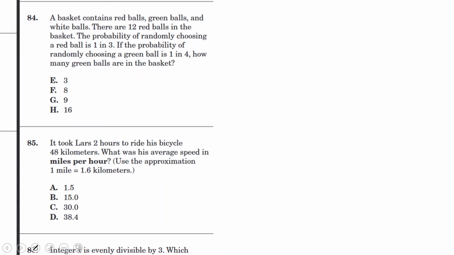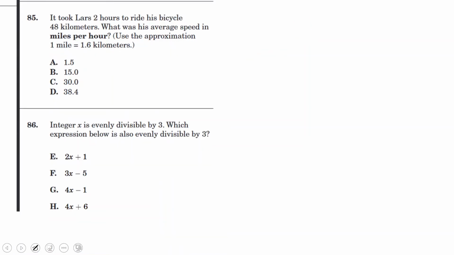A basket contains red balls, green balls, and white balls. The probability of randomly choosing a red ball is 1/3. So therefore, how many balls total? 3 multiplied by 12, 36. That's how many balls total are over there. What's the probability that randomly choosing a green ball is 1 over 4? So therefore, it's just 9 green balls, right?